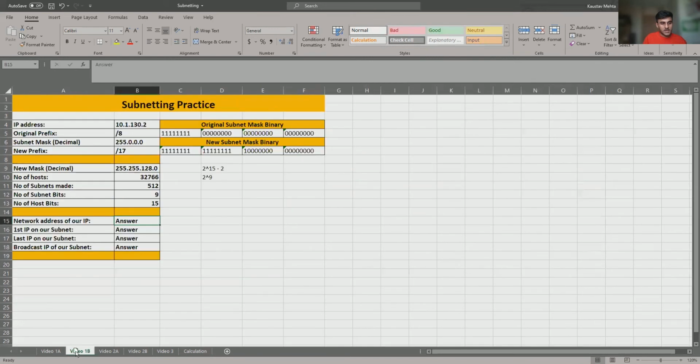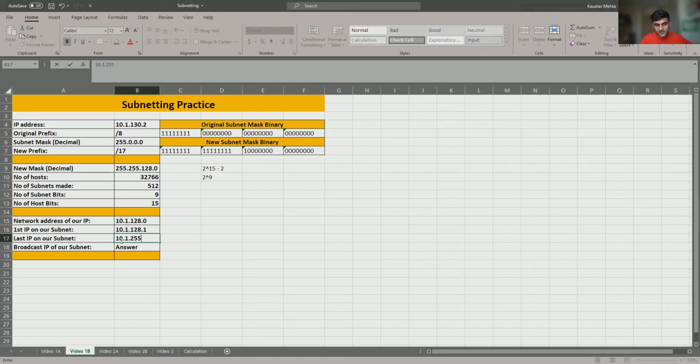Okay, now if we head back over here, we can type in our network address for this IP, which is going to be 10.1.128.0. Okay, so the first IP on our subnet will be 10.1.128.1, and the last IP here will be 10.1.128.